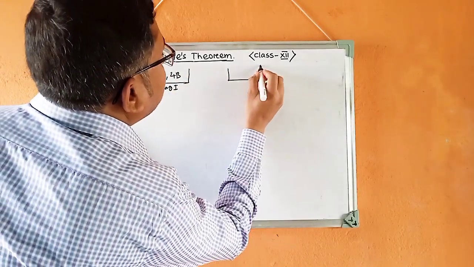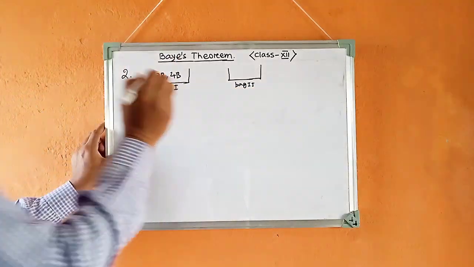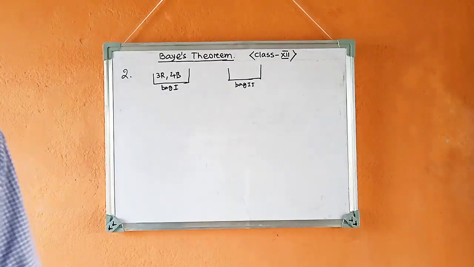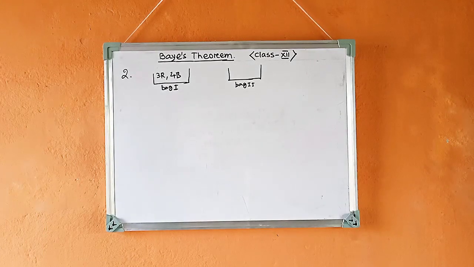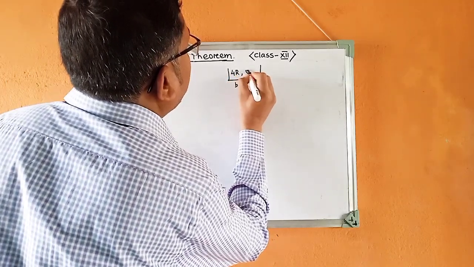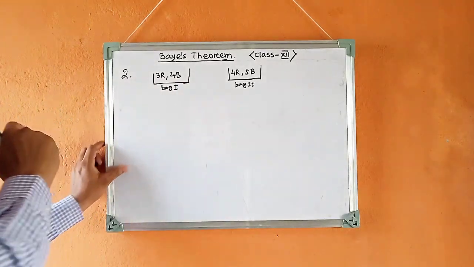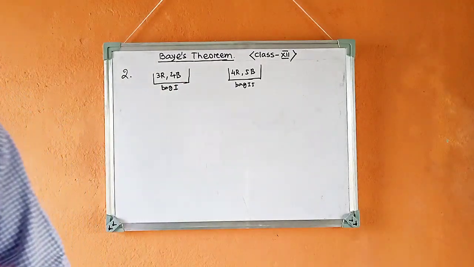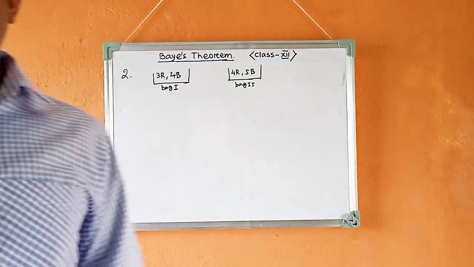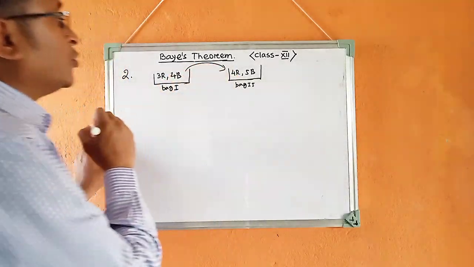And bag 2 contains 4 red and 5 black balls. R means red, B means black ball. Now the question is, one ball is transferred from bag 1 to bag 2.